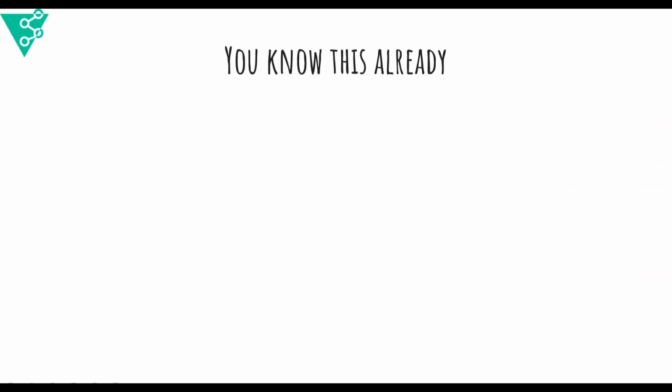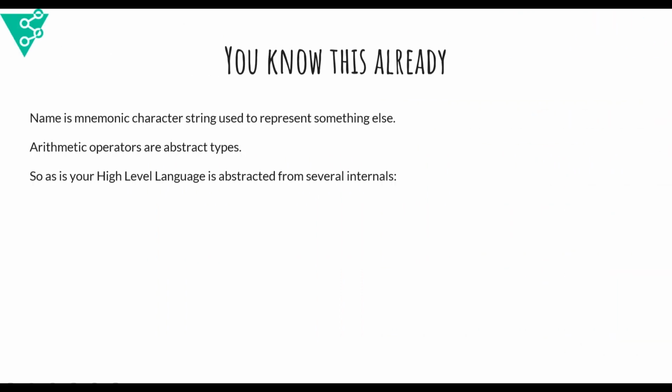Little more about them. Name is a mnemonic character string used to represent something else. Now we are slowly diving into the programming world. Int variable. Variable is a mnemonic that we are using to represent something else, isn't it? So when you say int variable, now the variable represents that it is an integer that requires 4 bytes and that can store the range from -x to +y.